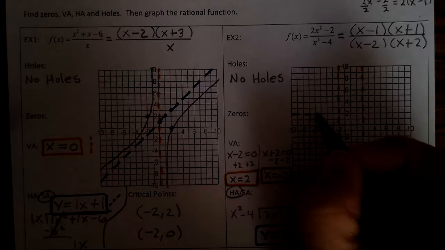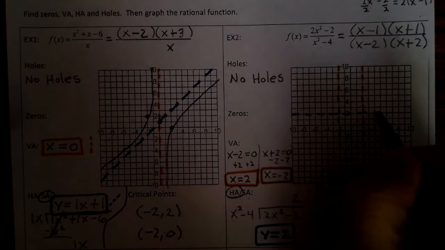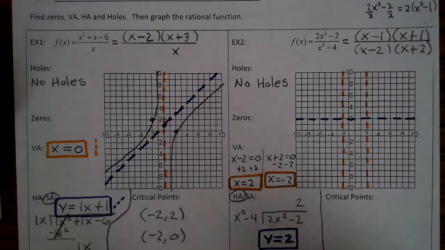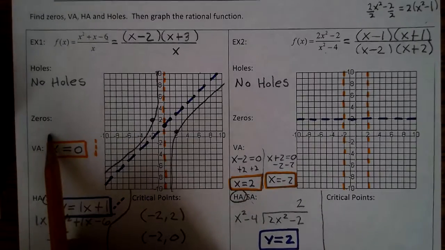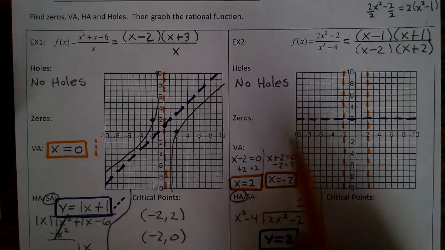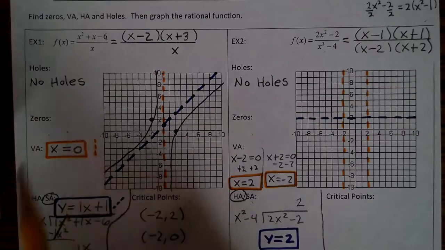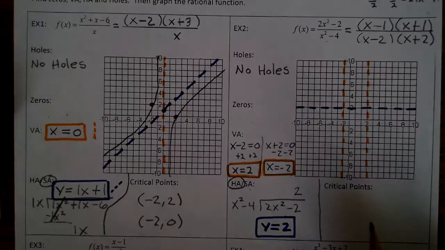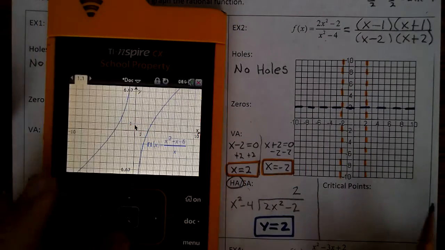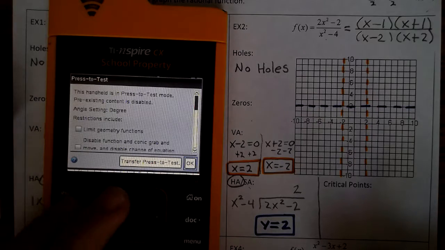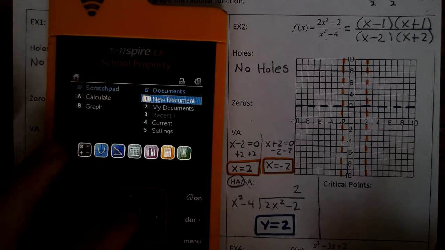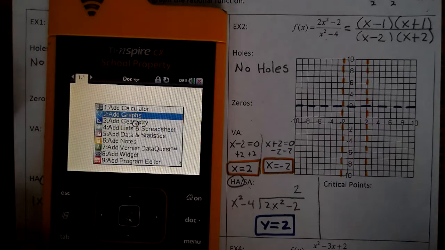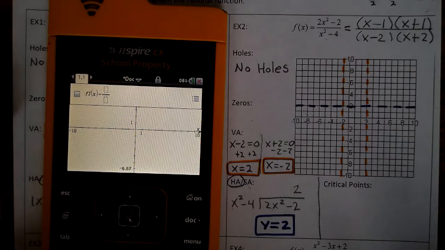Now, I forgot to find the zeros in example 1. So I'm going to finish example 2, then we'll come back and get the zeros from example 1. So now we need the critical points. We're going to graph this to find those points. So we're going to go to new document, add graph. So we're going to press Control Divide, 2x squared minus 2 divided by x squared minus 4.